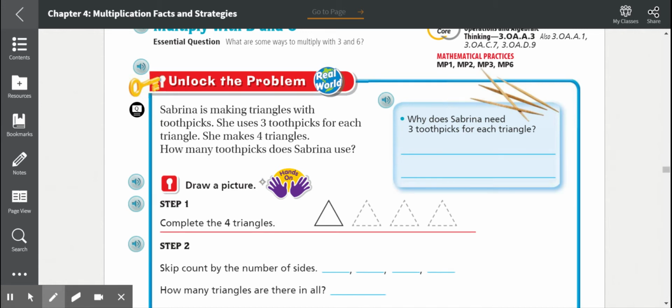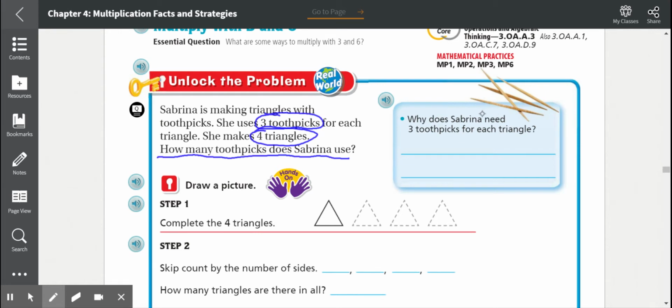Okay, let's circle what we need. Sabrina is making triangles with toothpicks. She uses 3 toothpicks for each triangle, and she makes 4 triangles. How many toothpicks does Sabrina use? Let's answer this question first.